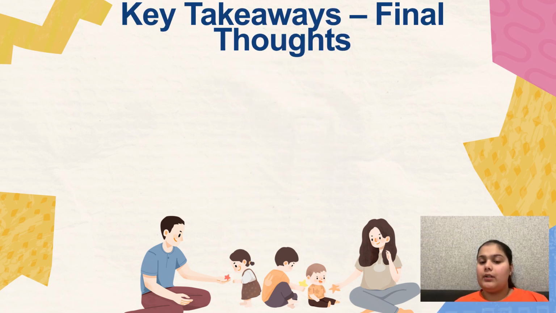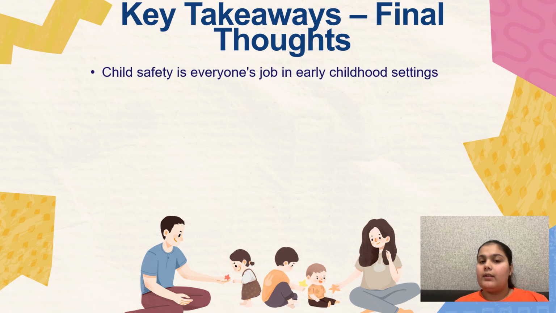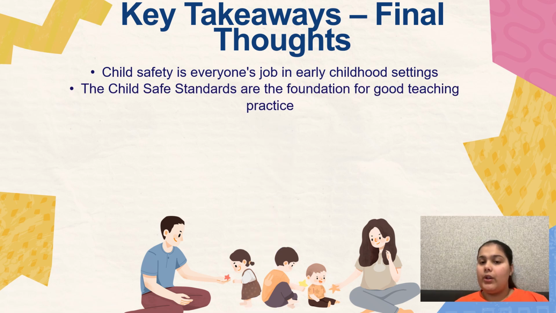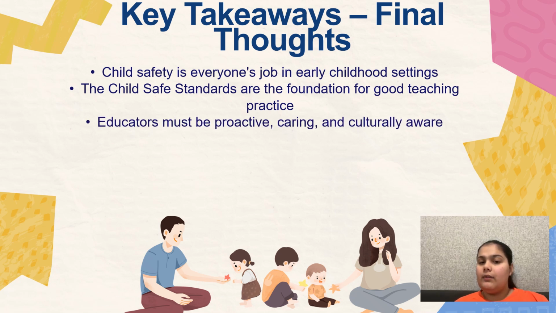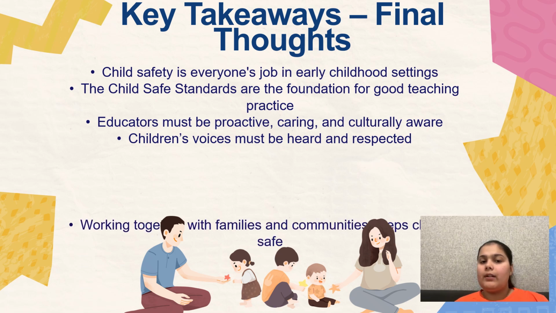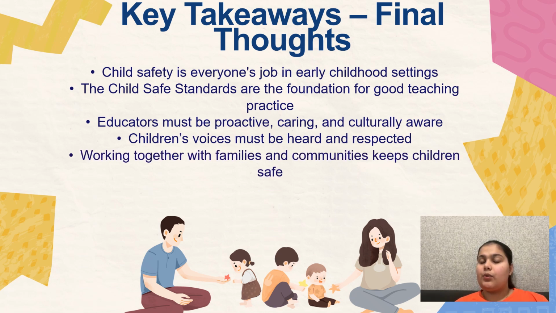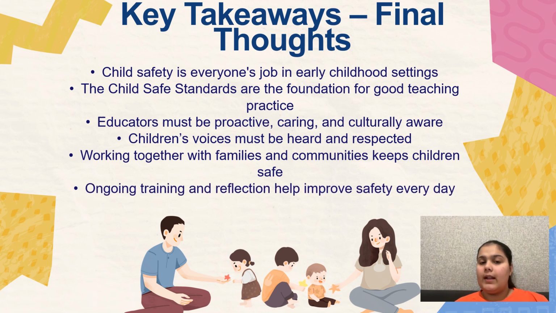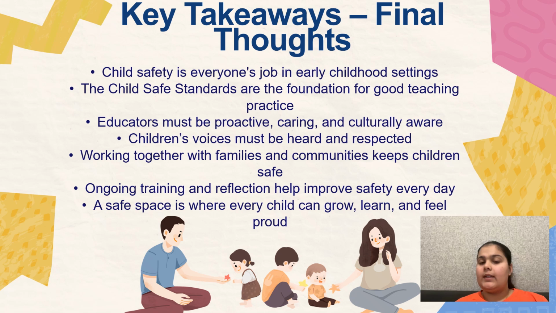Now, let's go to slide 23, where I will share some final takeaways from this presentation. Child safety is everyone's responsibility in early childhood education. The child safe standards are not just rules, they are the foundation of good caring teaching. Educators must be proactive, kind, and culturally aware. Children's voices should always be heard, respected, and included. Working together with families and communities makes safety stronger. Ongoing training and self reflection help us grow as professionals. And most importantly, a safe space is where every child can grow, learn, and feel proud of who they are.